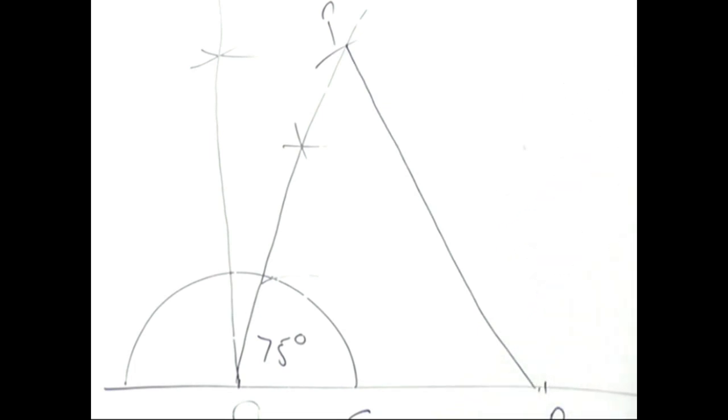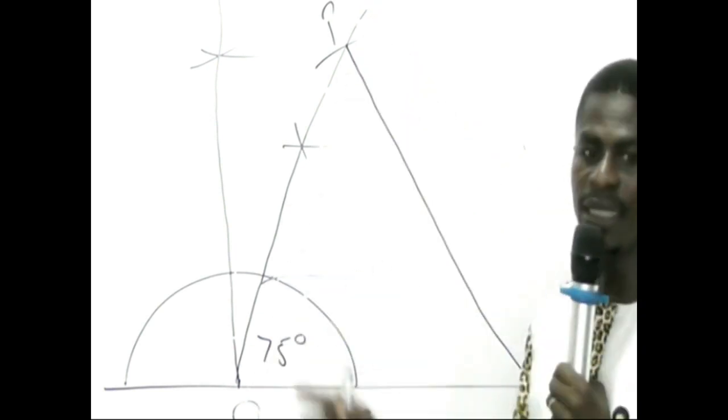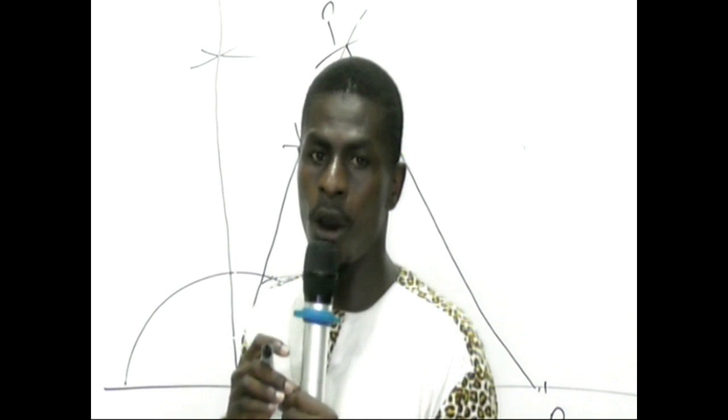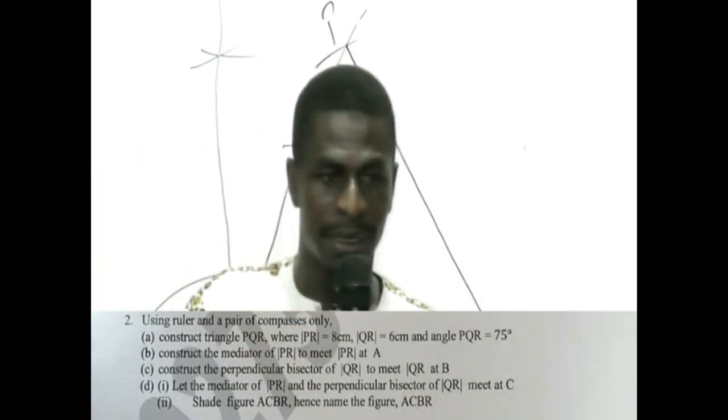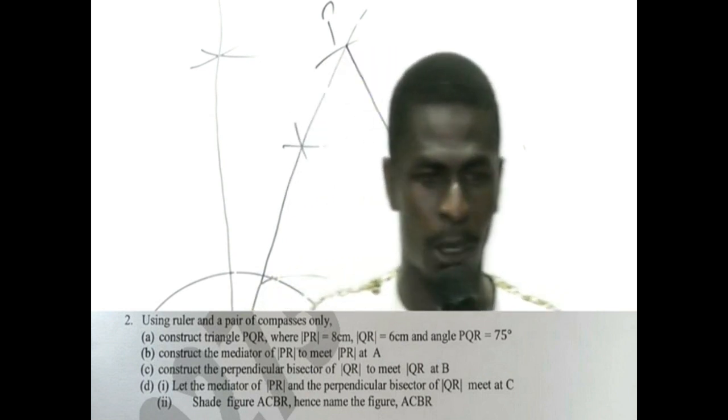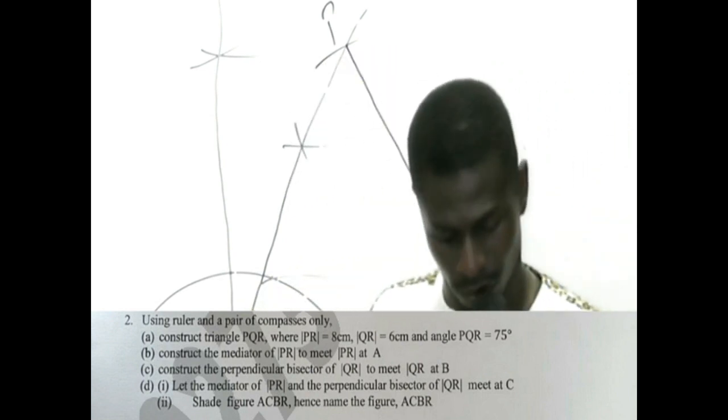So I have that, and this is my triangle. I have my Q, I have my R, I have my P, and angle PQR is 75 degrees. So I'll go on and take my next instruction. They said that we should construct the mediator of PR.